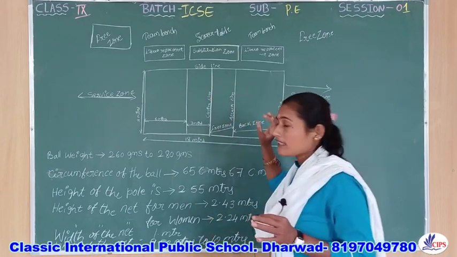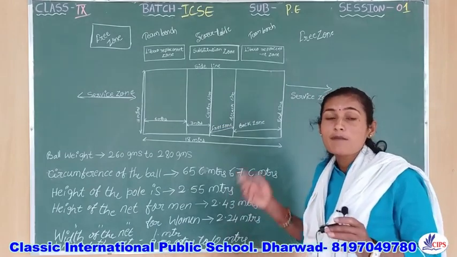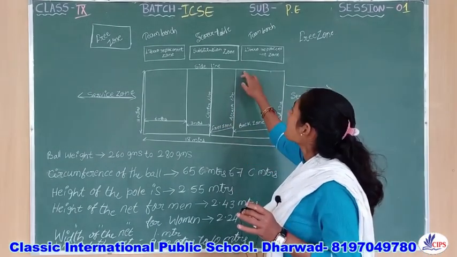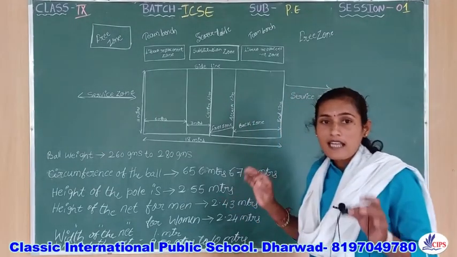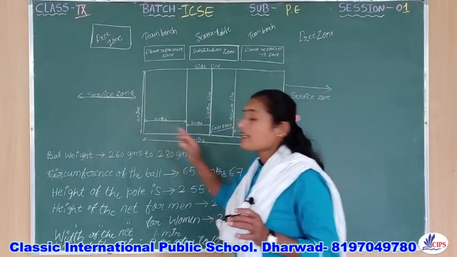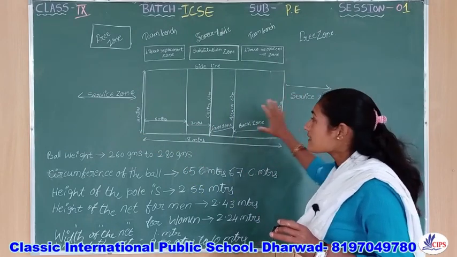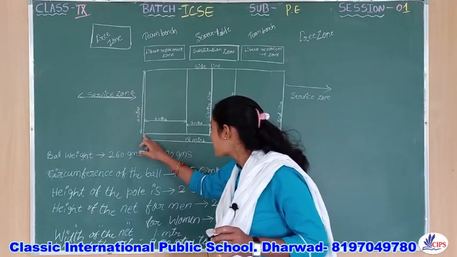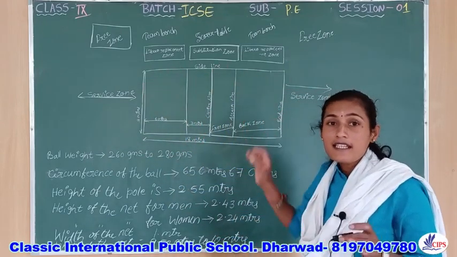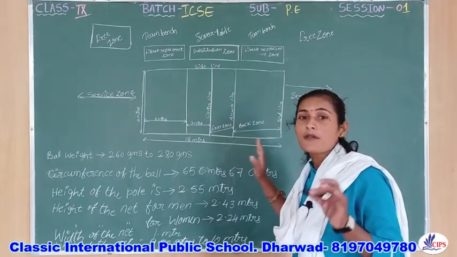This is the attack line. This is the end line. End lines will be on both sides. Then these lines are side lines. From this edge to this edge, these lines are called end lines. From this edge to this edge, on both sides, these lines are called side lines. I hope this is clear for you people.